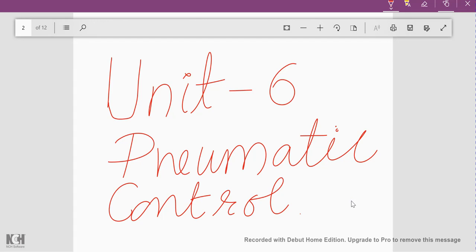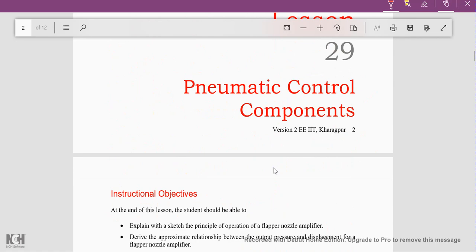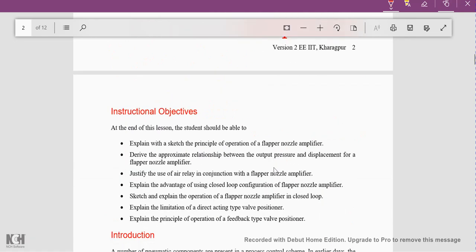Here we are going to see what is pneumatic control, what are the components of the pneumatic control, and what are the various ways in which we can use this pneumatic control methodology in order to obtain the various control operations. So the very first topic here is the pneumatic control components.